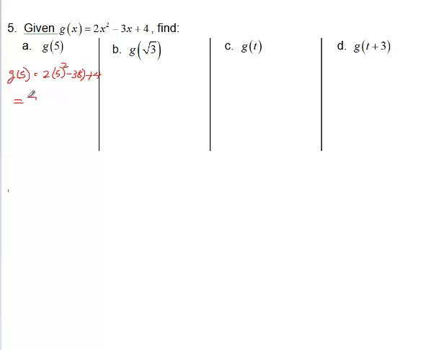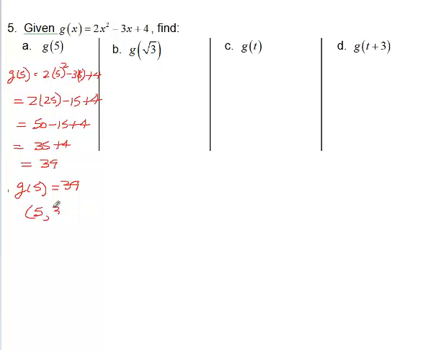Okay, so that's 2 times 5 squared, 25. Always square first. That's 3 times 5, if you can't see it there, 3 times 5, which is 15, plus 4. That's 50 minus 15 plus 4. That's 35 plus 4, and that's 39. So g of 5 equals 39, which is just another way to write the ordered pair 5 comma 39. So you can write it like that or that. So there's the answer to A right there.